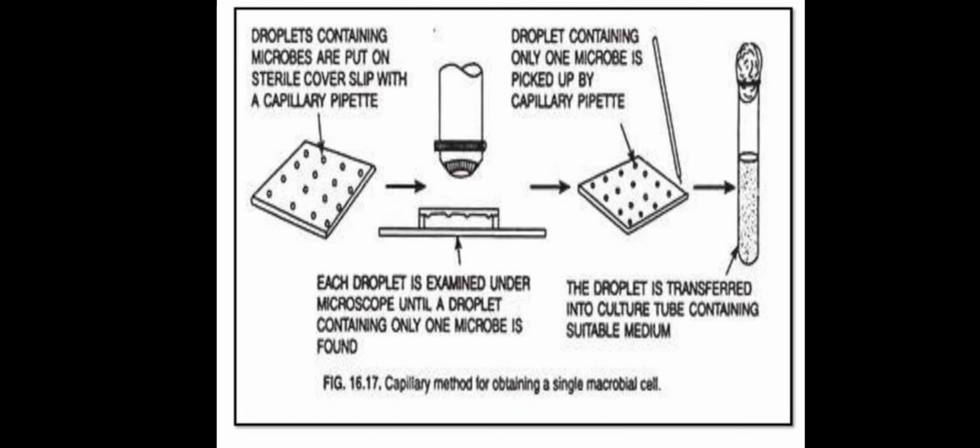Capillary method for obtaining single microbial cells. Droplets containing microorganisms are put on the sterile cover slip with the capillary pipette. Each droplet is examined under the microscope until a droplet containing only one microbe is found. That droplet is picked up by the capillary pipette and transferred into a culture tube containing suitable media.